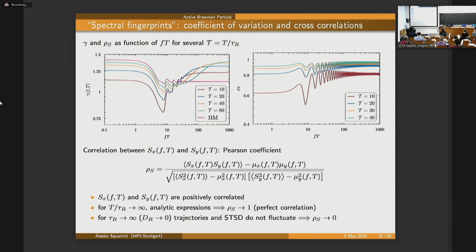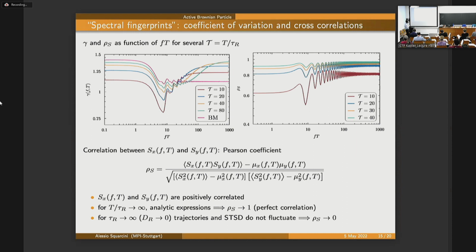And then if you take instead the limit of infinite time of rotational diffusion, said differently, zero coefficient of rotational diffusion, in this case the trajectories no longer fluctuate, so they are frozen, and the Pearson goes to zero, which is maybe quite hard to see in this plot, but this is what is happening. And in this plot on the left-hand side, you see the comparison between the passive case, which is the magenta curve, this curve here, and in the other curves, you see the active case for different observation times.